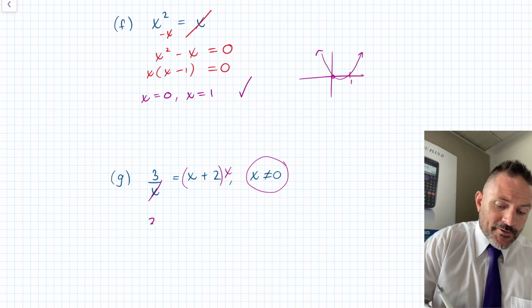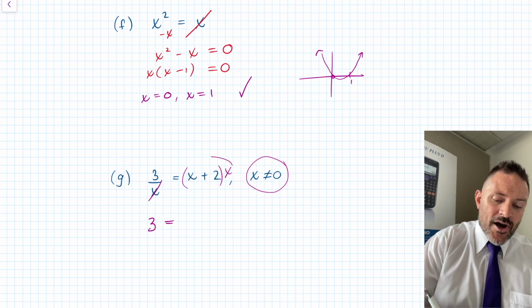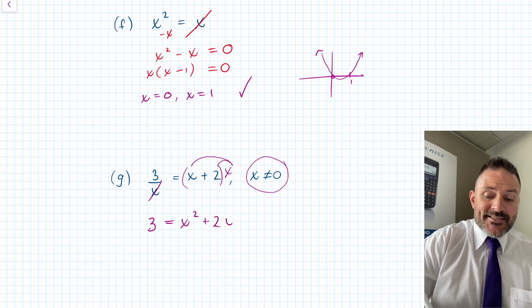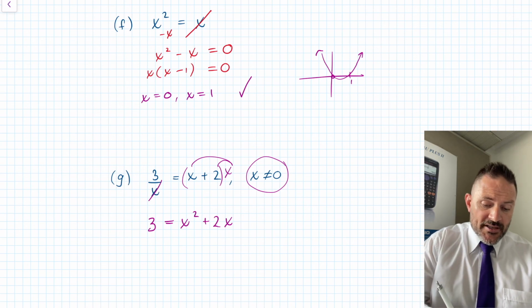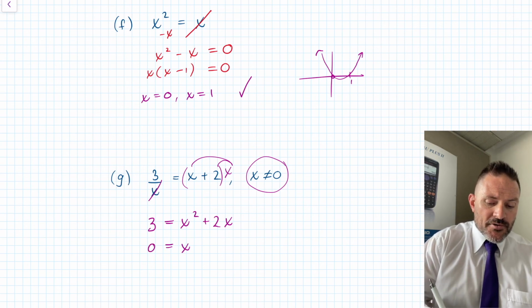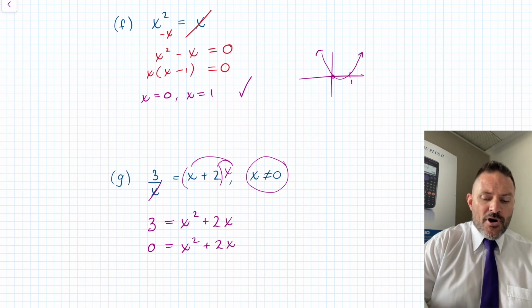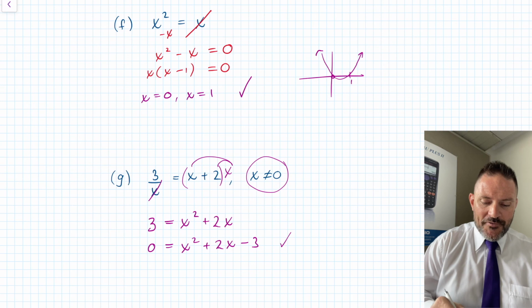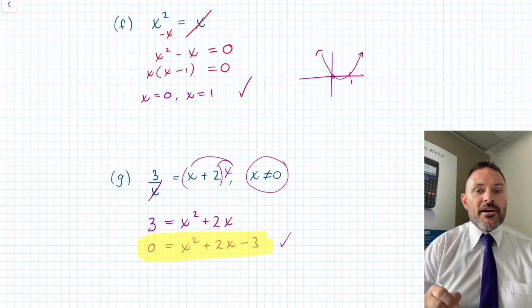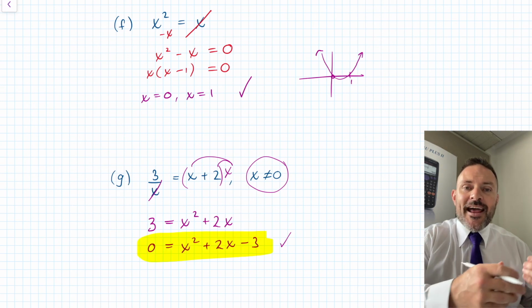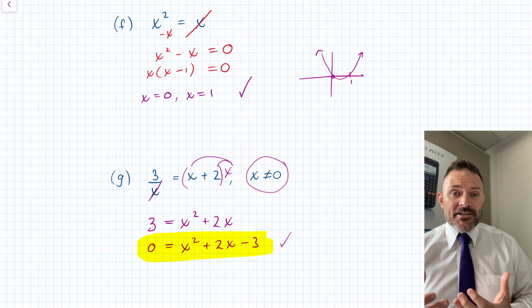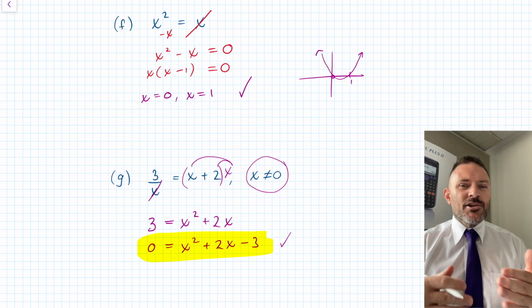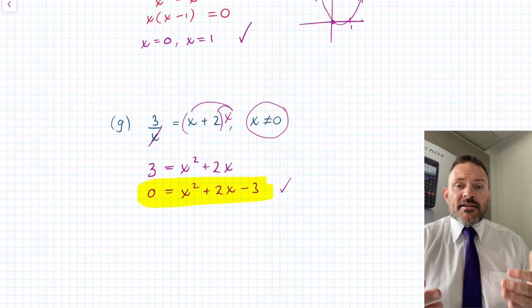That means I have 3 equals x times x is x squared, x times 2 is 2x. It still doesn't equal 0, but look at this last little movement that I do. I'm going to take the positive 3 to the right and make it a negative 3. And now look at that. Can you see what you've created? You've actually created a quadratic equation that equals 0, which means we can factorize it, hopefully, and then use the null factor theorem. So it's just like a little previous step that makes it easy for us.